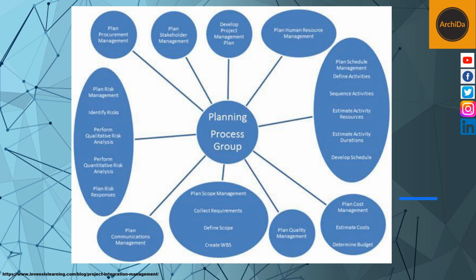All these processes are to be activated into a cohesive whole to prepare a final project management plan. The planning process group has a list of processes listed under it, and they are as follows. You have scope management, then schedule management, cost management, quality management, resource management, communications management, risk management, procurement management, and stakeholder management.